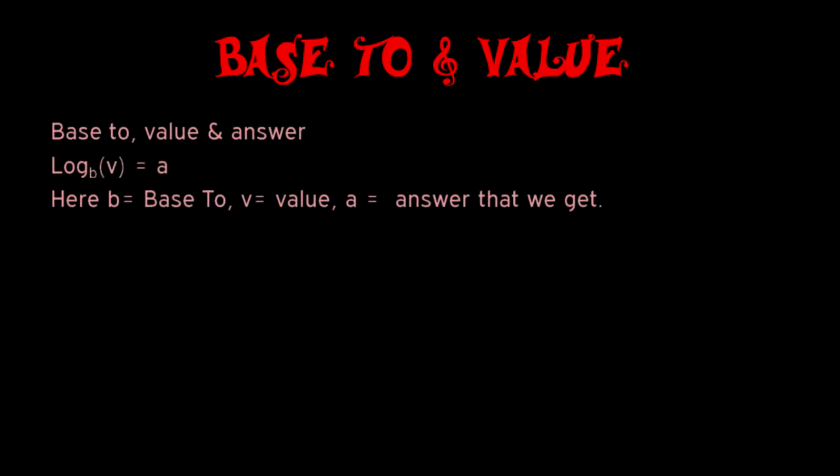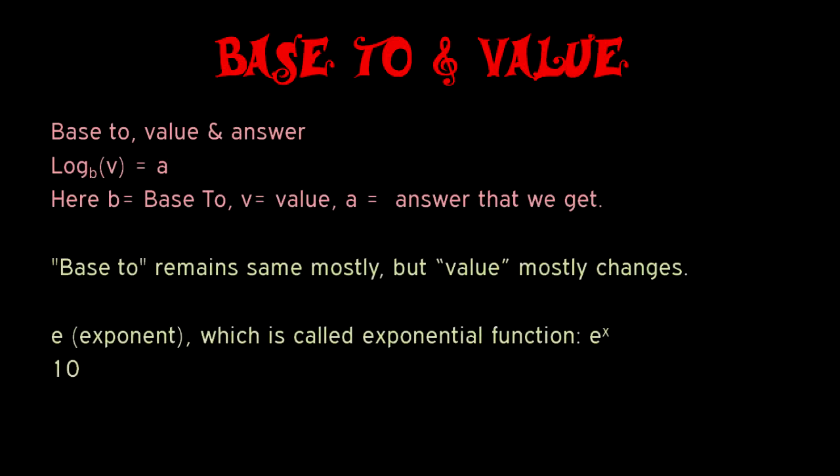Base and value. Now this is just to tell you how to write logs and antilogs. They are written as log base b of v equals a. That means here b is the base, v is the value and a is the answer. These are the three numbers associated with logs. I have named these numbers myself so that they might be understandable. Now the base mostly remains the same, but the value changes. The most commonly used bases are e, which is the exponential function, which varies as e raised to power x, and the number 10 we know in maths.